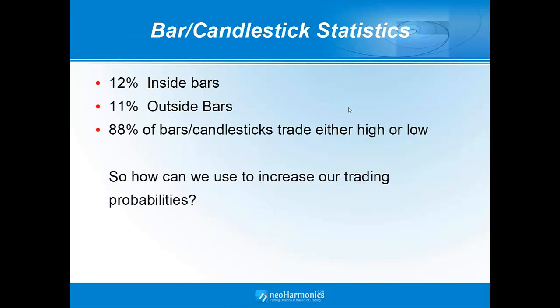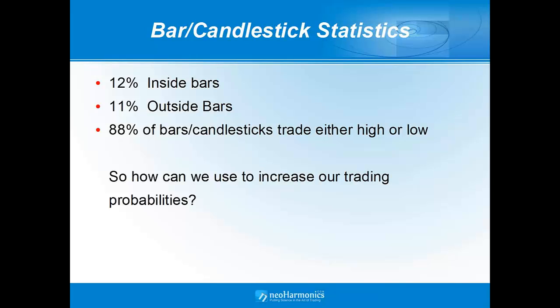So let's take a look at how these bar and candlestick characteristics are going to help our trading. To review, 12% are inside bars and 11% are outside bars. Outside bars break a high and a low, whereas an inside bar doesn't break either. Now for the other percentage, the 88%, you have 23% here, which leaves you 77% that only trades out of one end or the other. It means that 77% of the time it trades either out the top of the bar or the bottom of the bar.